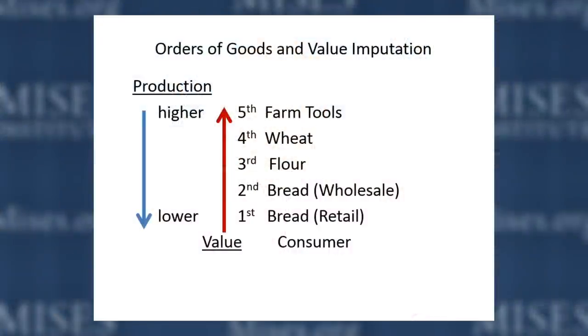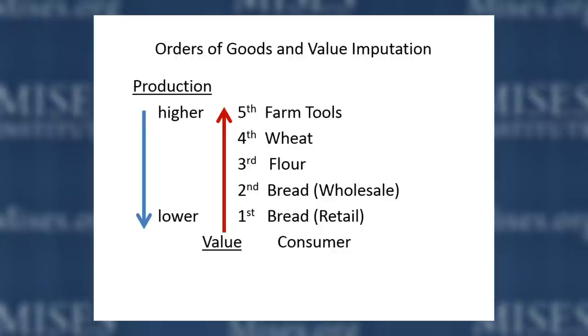So if you look at this diagram, you'll see the difference between the classical school and Menger. They both agreed that production goes from the higher order to the lower order. It goes from farm tools and wheat, then through to flour, and then to bread, the baking of the bread, and so on, okay, in that stage. And then finally, the bread is shipped to retail stores and sold to consumers, and the wants are satisfied.